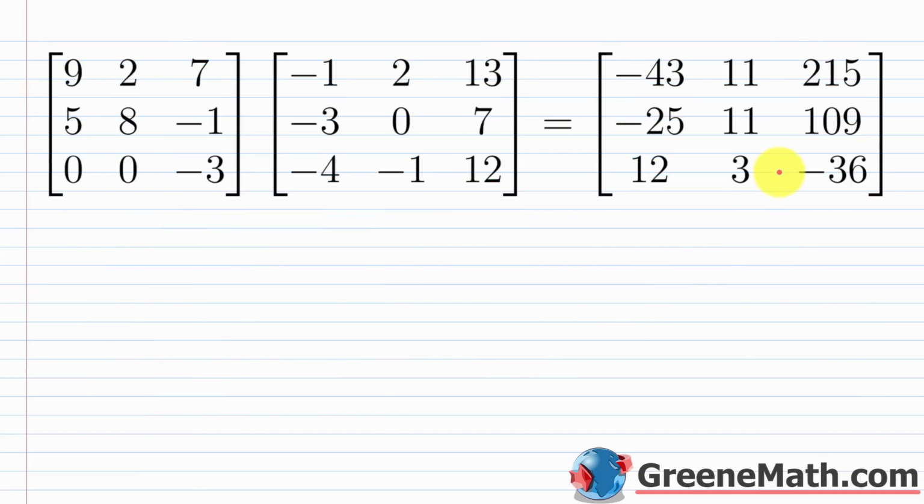So this is going to be your product matrix AB. So just make sure that when you're doing these operations that you double check things, because especially with something of this size, it's very easy to make a mistake.